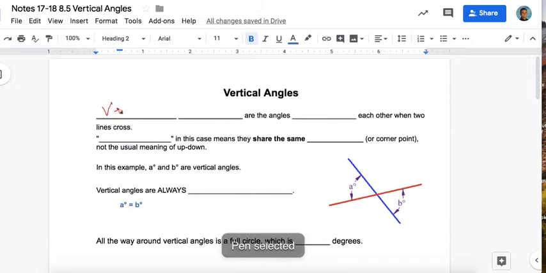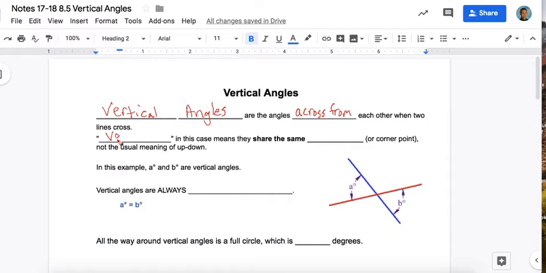So vertical angles are the angles across from each other when two lines cross.